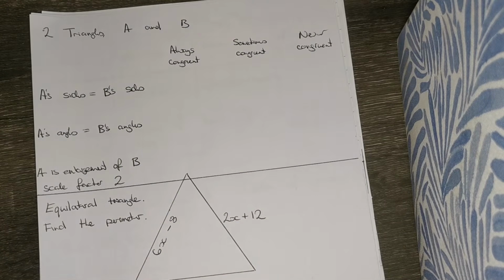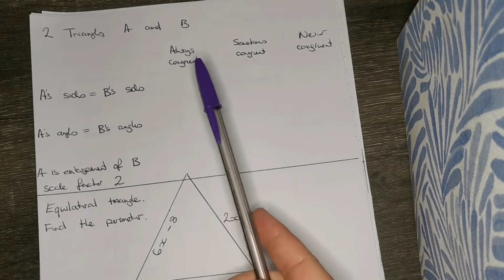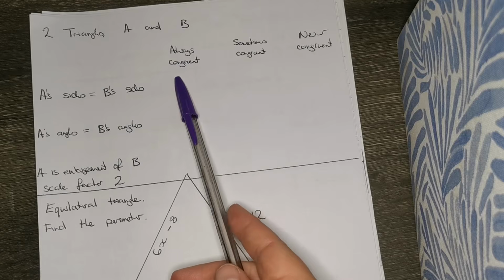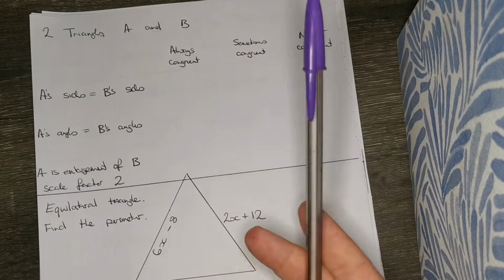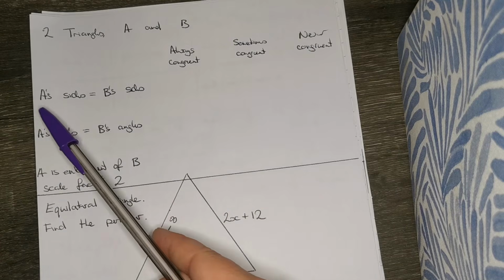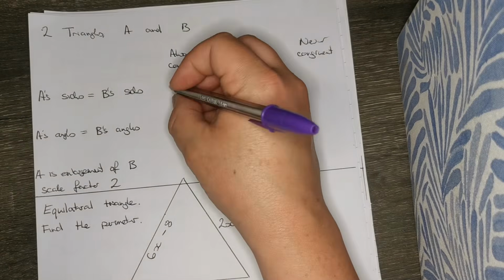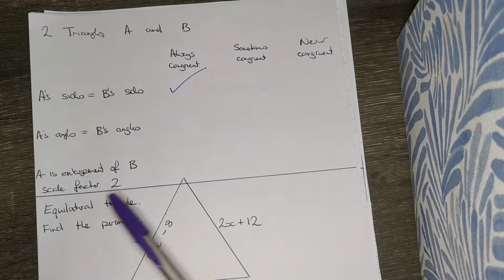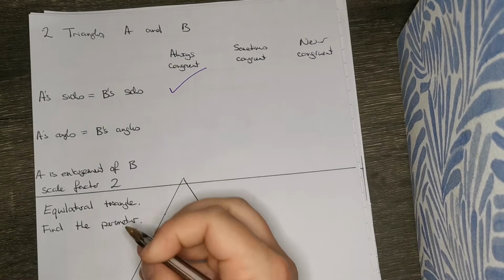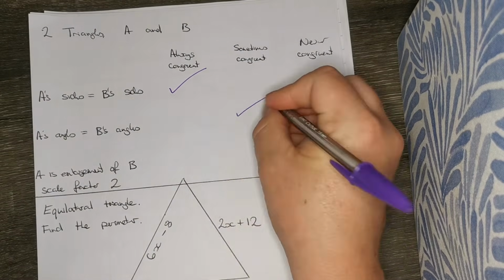Right, I've got two triangles, A and B, and I've been given some facts about them, and I'm being asked whether they are always congruent, sometimes congruent, or never congruent. Right, A sides are equal to B sides. Well, that's our side rule for congruent, so they must always be congruent. A's angles equals B angles. I think that's sometimes congruent.